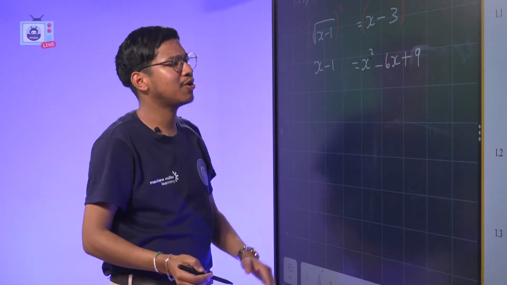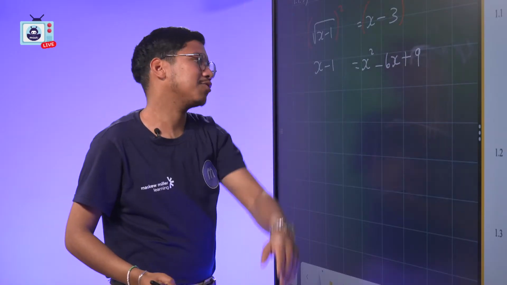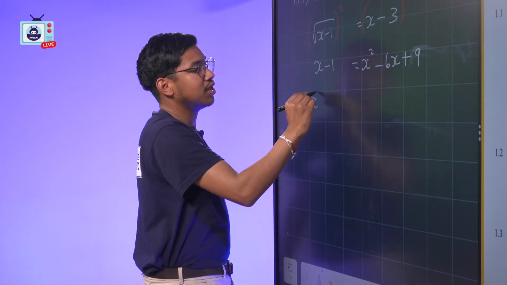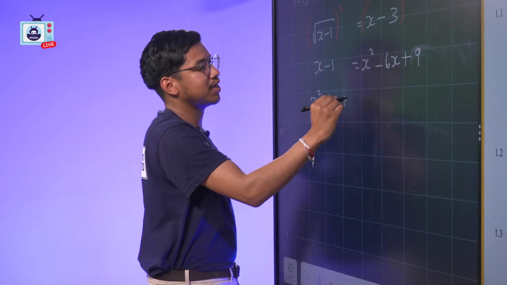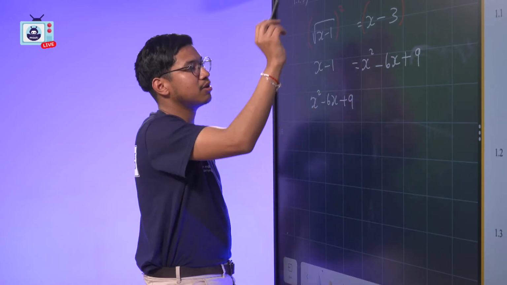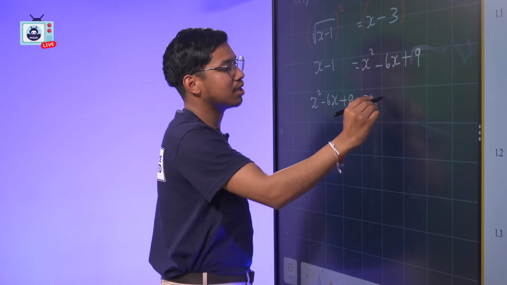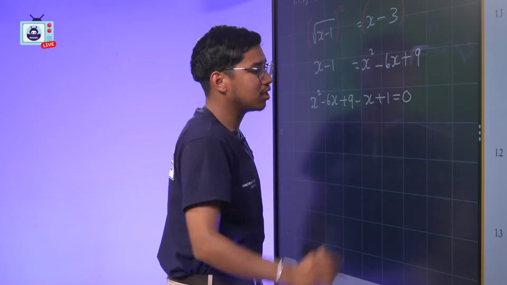Right? So what am I going to do now? I want to make the right-hand side equal to 0. Right? So I'm going to write this part down first. So I'm going to go x squared minus 6x plus 9. Okay? I'm going to change the sign because I'm taking it over. So plus x becomes minus x. Minus 1 becomes plus 1. And now I make it all equal to 0.